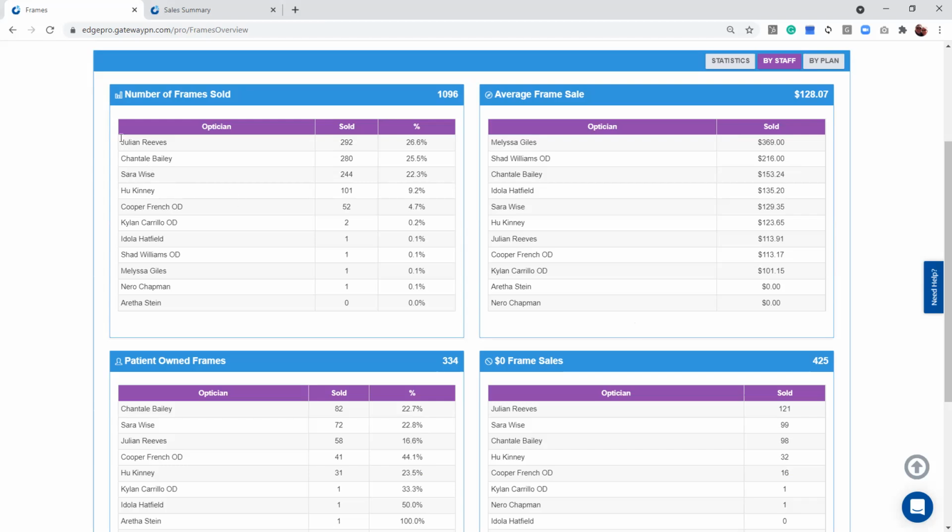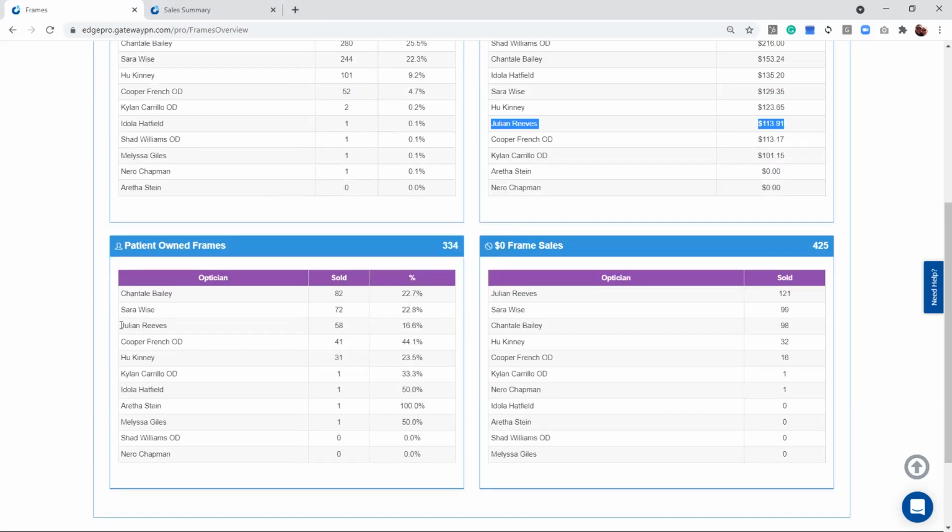Let's kind of take a look at Julian here. We can see that he sold 292 frames. Julian, on average, his patients are spending about $113. Julian had 58 of the patient's own frames and 121 of the $0 frames. So let's just pretend, let's say Julian had 200 of these 334 patients' own frames.